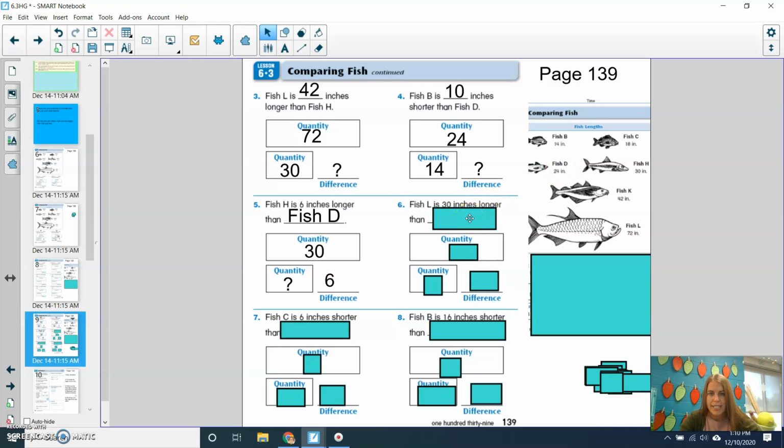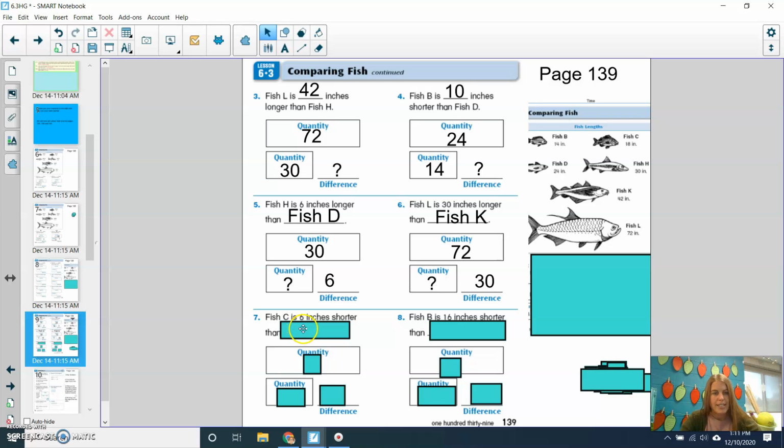For question 6, fish L is 30 inches longer than which fish? So I'm going to put fish L, 72 inches, in my top quantity, and my difference I know is 30, and I'm solving for my other missing quantity. So I would know that my answer would be fish K, because 72 minus 30 is 42, which would be my same inches as fish K.